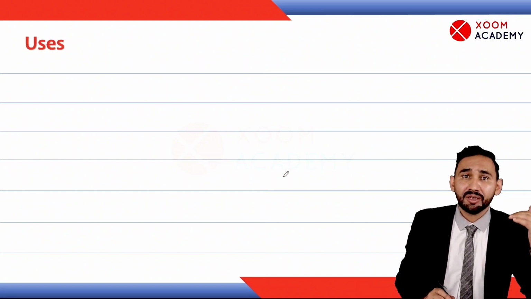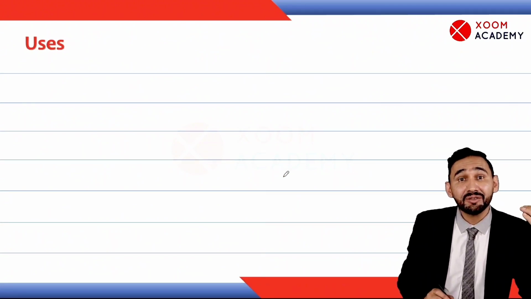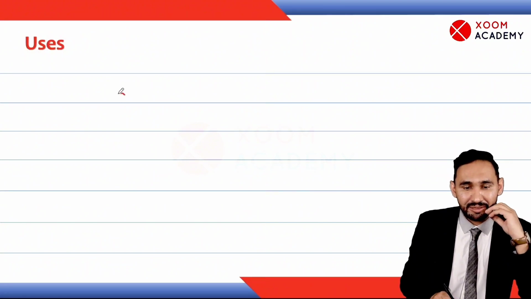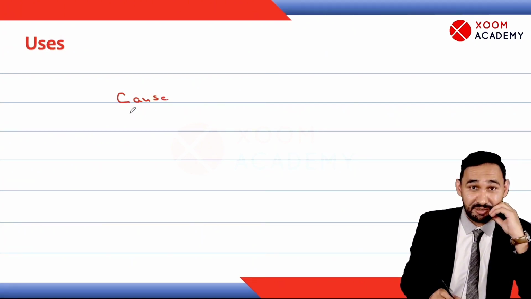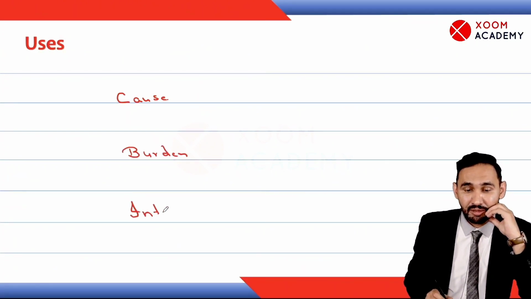So now we'll discuss the uses. What are various uses of experimental studies? Number one, they can tell the cause. After an experiment, we know the cause. What is the actual cause of disease? They can tell the burden of disease. They can guide us about interventions, because experimental studies are based on interventions.